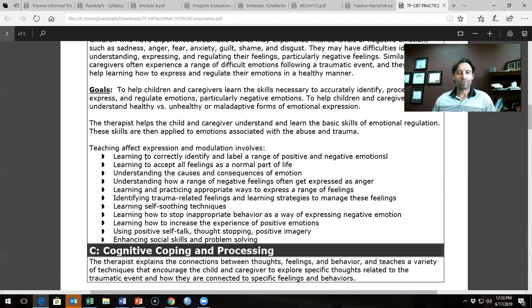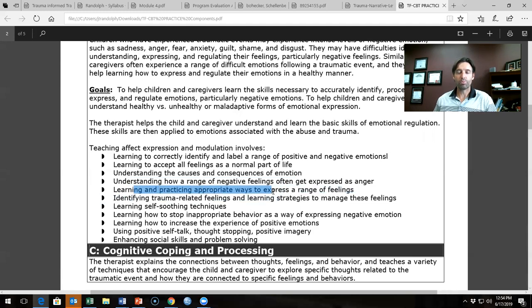So, you want to correctly identify and label a range of positive and negative emotions. Accept all feelings as a normal part of life. And understand the causes and consequences of emotion. That goes into the cognitive coping part of it a little bit. But how a range of negative emotions get expressed as anger. So again, if you think of anger as an iceberg, you're only seeing the tip of the iceberg. When somebody's mad, there's just a conglomeration of feelings that generally underlie anger. And if you ask me, at the root of that is fear.